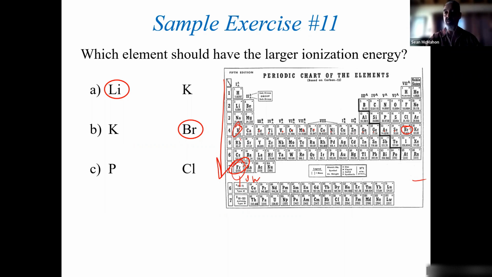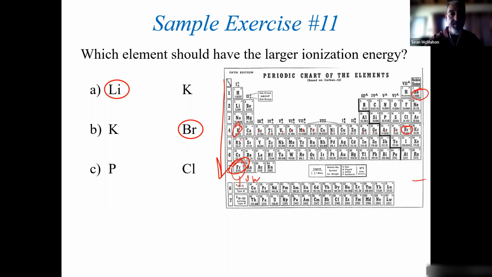Who's it hardest to remove an electron from? Who has the largest ionization energy? Helium. Why? It's got a lot of protons for that one little sublevel, 1s. So it's really tight and small.